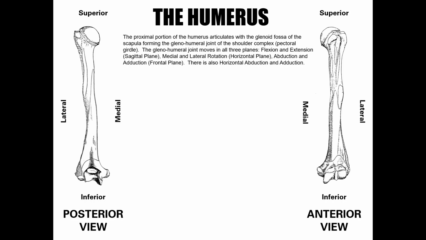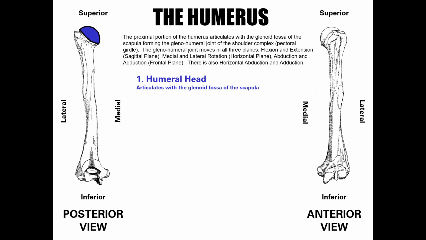The proximal portion of the humerus articulates with the glenoid fossa of the scapula, forming the glenohumeral joint of what we call the shoulder complex or the pectoral girdle. The glenohumeral joint moves through all three planes of motion: flexion, extension, medial and lateral rotation, abduction and adduction, and then there's actually a fourth motion, which is horizontal abduction and adduction. So we have a lot of mobility and range of motion in our glenohumeral joint.